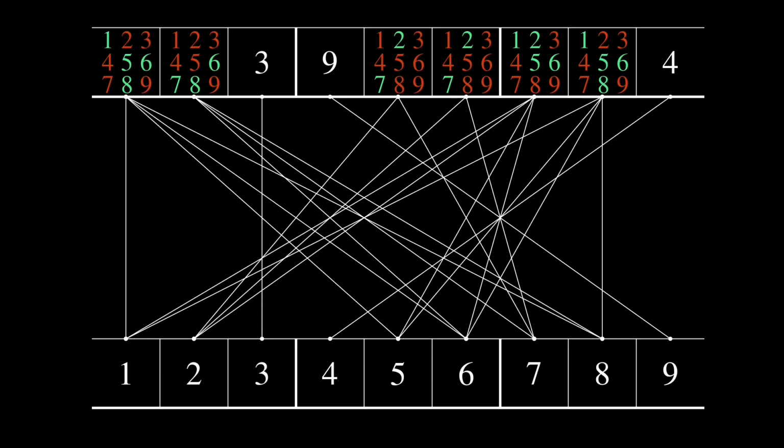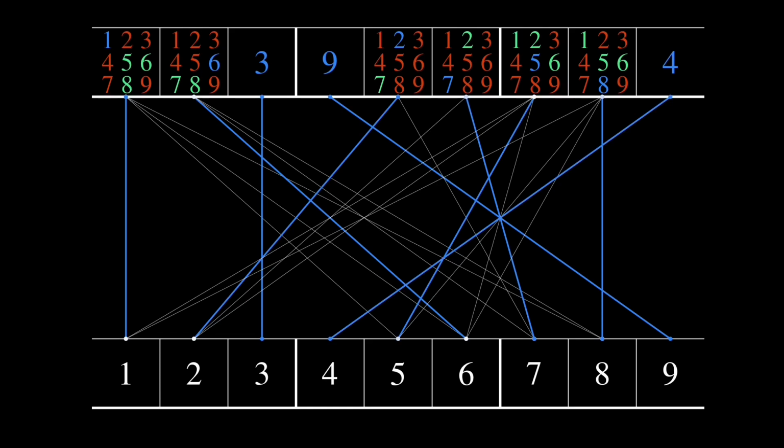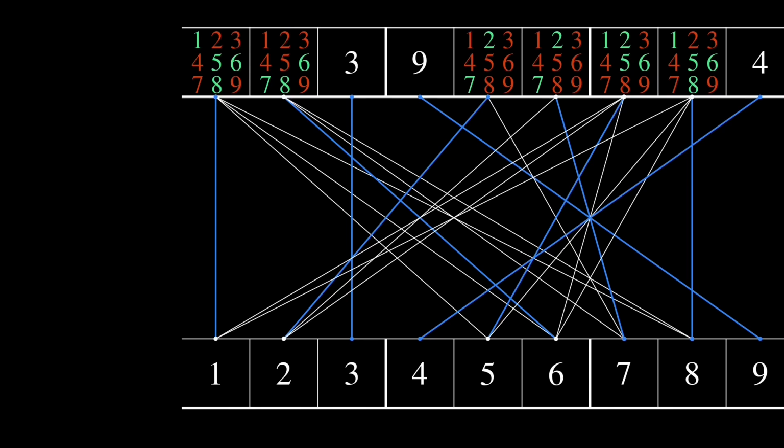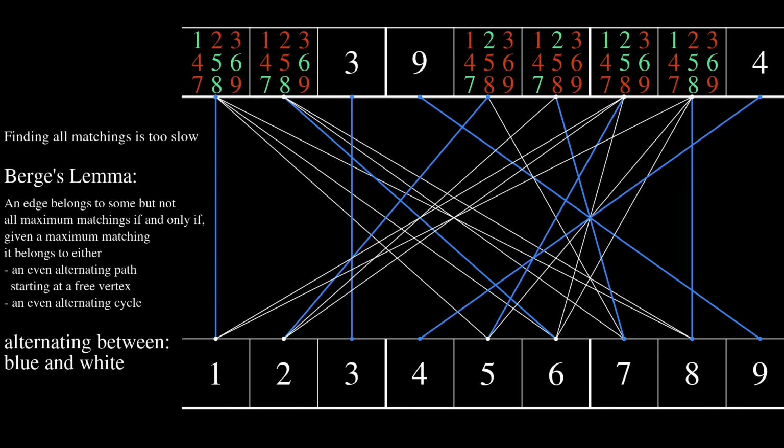So in this case we just pick 1 from the first cell, 6 from the second cell, 3 and 9 are already given. Then we pick the 2, the 7 and so on. The general idea would now be that we find all possible matchings and hope that some of the edges are never part of a possible matching. Unfortunately, finding all matchings is just too slow, so we need to use a lemma for that.